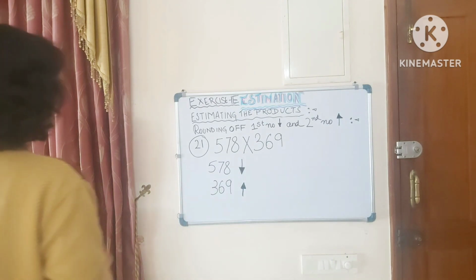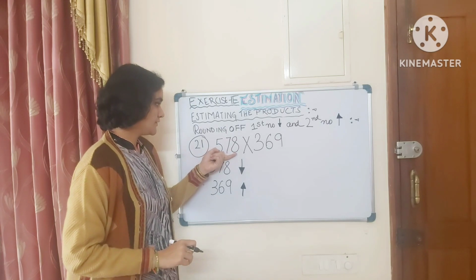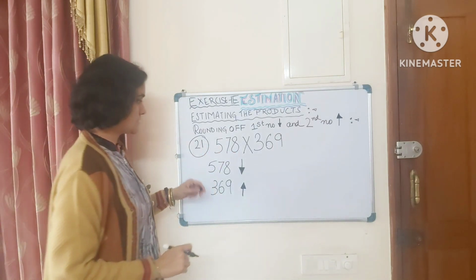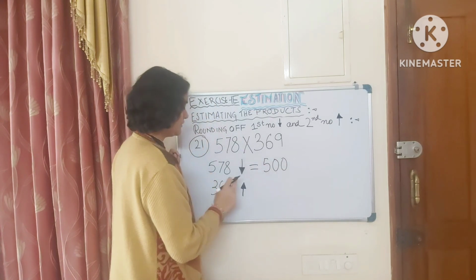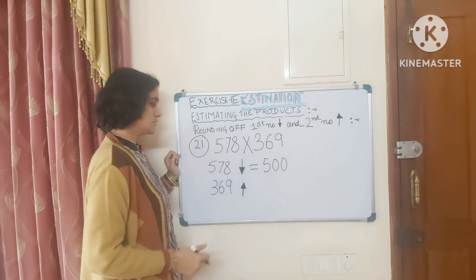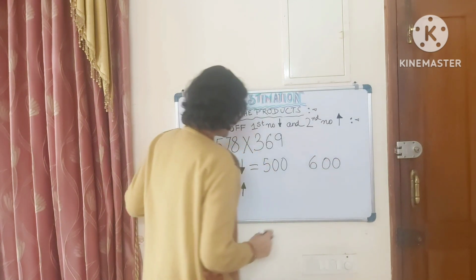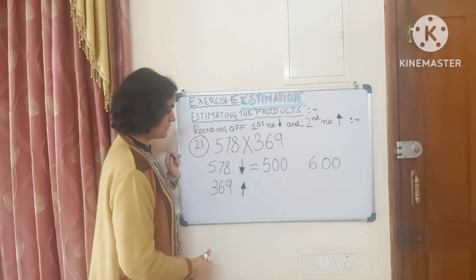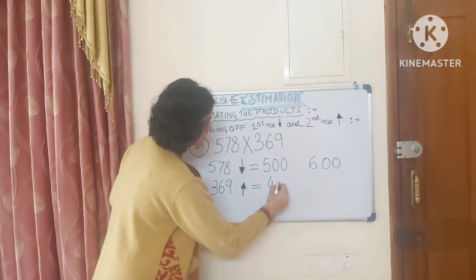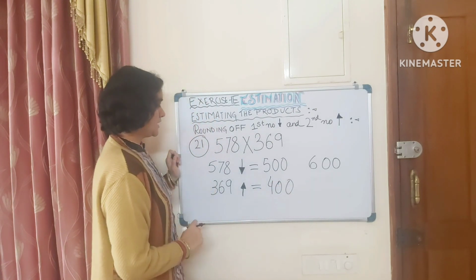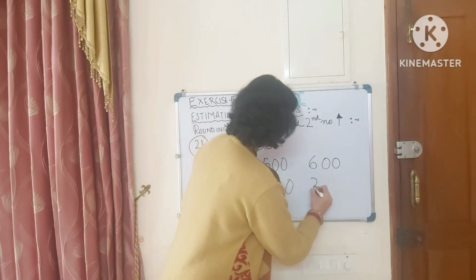So coming to question number 21, 578 into 369. First we'll round off the first term, 578, downwards. Downwards means 500. If the question had asked us to round it upwards, it would have become 600. 369 we need to round off upwards. Rounding upwards means 369 will become 400. If the same question had asked to estimate it downwards, it would have become 300.